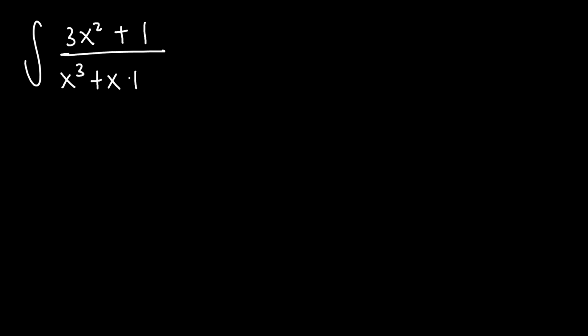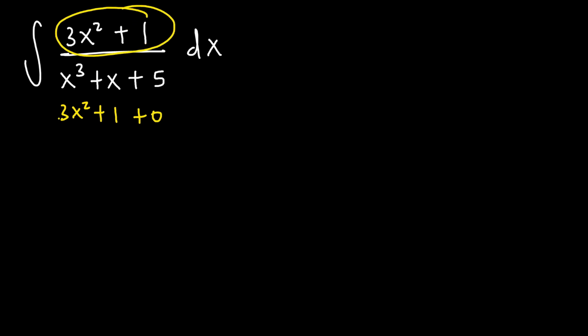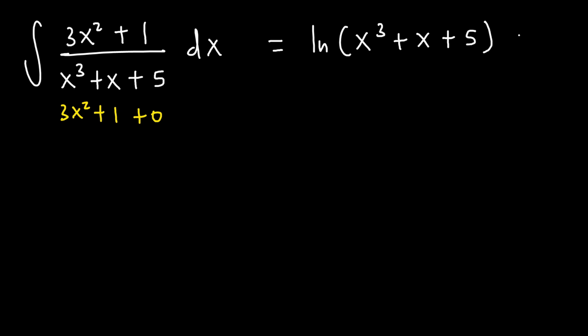Okay, you try this. Solve the integral of 3x to the power of 2 plus 1 divided by x to the power of 3 plus x plus 5 dx. Now when you differentiate x to the power of 3, you get 3x to the power of 2. And when you differentiate x, you get 1. And if you differentiate 5, you get 0. And at the top, we have 3x to the power of 2 plus 1. Therefore, the numerator is the derivative of the denominator. So this will be equal to natural log of x to the power of 3 plus x plus 5 and then plus c.